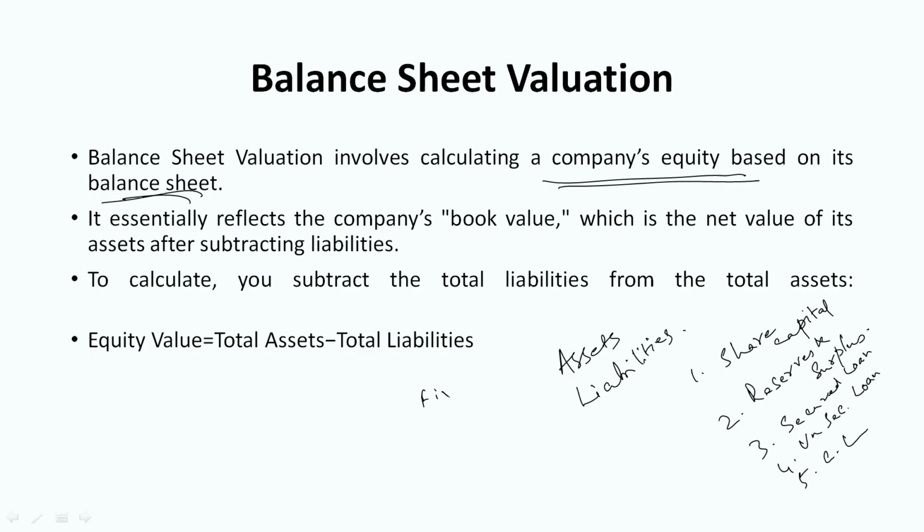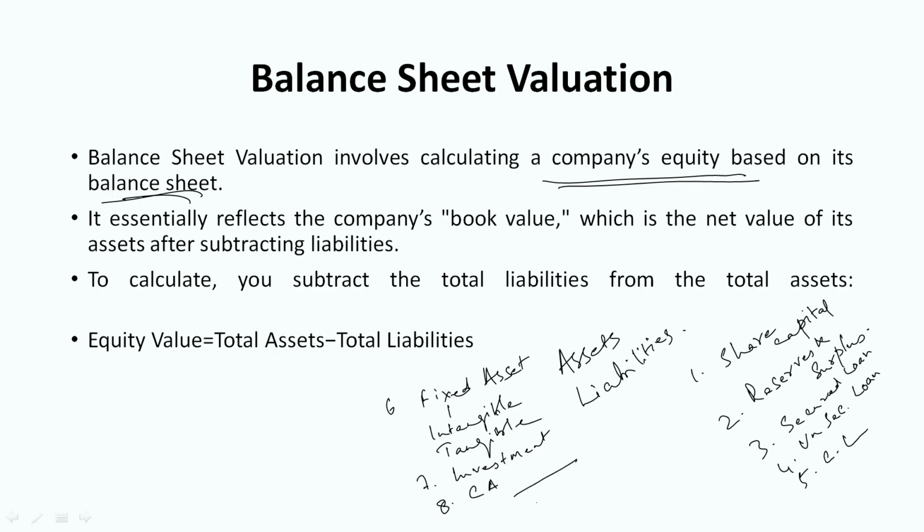fixed assets. Let me keep this as the 6th schedule, fixed assets, and this is divided into 2 categories. One is intangible assets, the other one is tangible assets. And the 7th schedule talks about investment, which your company makes in another company, and then you have the current assets.